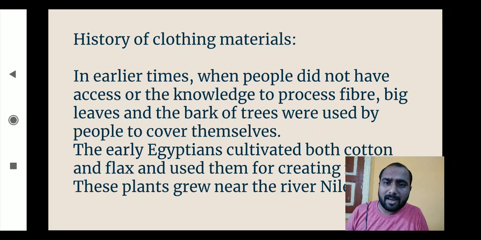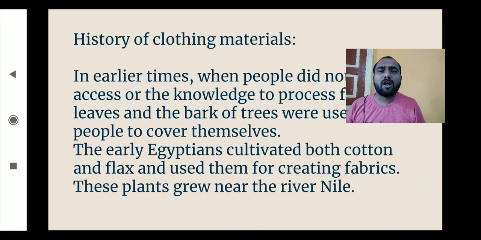Now, let us see the earlier times when people did not have access or the knowledge to process fiber. The big leaves and the bark of trees were used by the people to cover themselves. Already we know from the subjects or history that we have studied that at the initial stages people were not wearing clothes, so they wore leaves and the bark of trees to cover themselves. Because at that time, people did not have the knowledge of making clothes or how to obtain fibers.